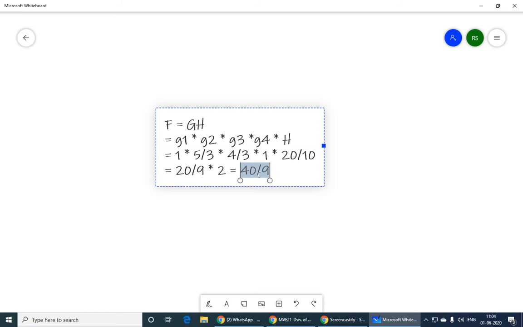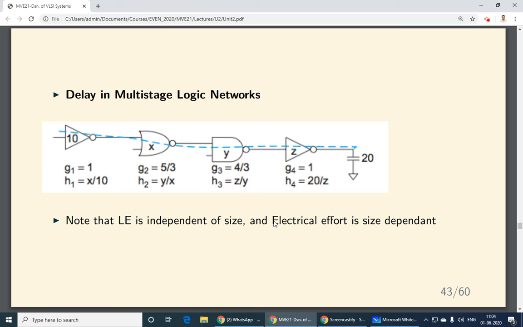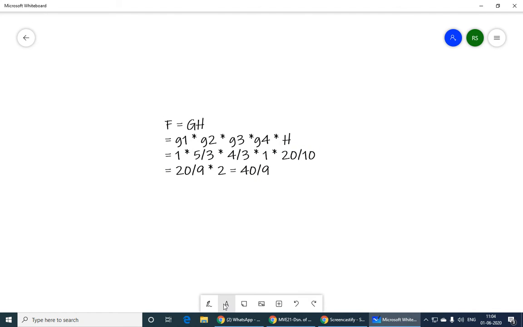Given this 40/9, what flexibility we have is we can choose values for these x, y, z such that the total delay is minimum. Now we also need to look at one particular thing. We have capital F, right? Let's type that here. What you have here, capital F, is not the delay. It is a completely different term. It is called the effort of the path, GH, and of course we have to add the P also.